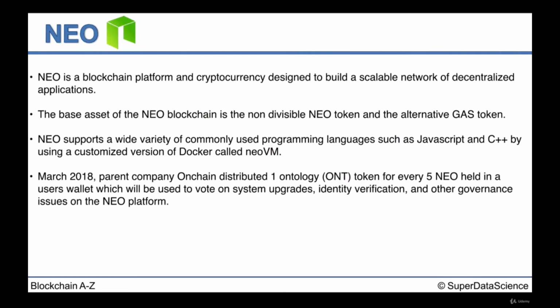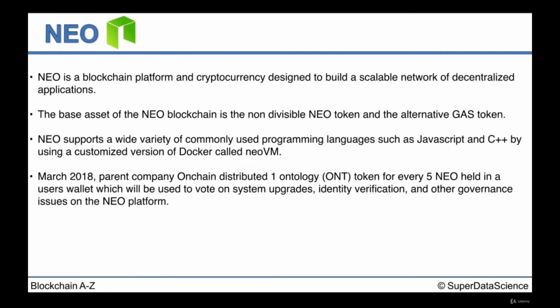Similar to our other blockchain platforms and coins, the base asset of the NEO blockchain is the NEO token. A benefit of NEO is that it supports a range of languages such as JavaScript and C++ by using a customized version of Docker called NEO VM. And this will come into play a little later, but imagine from the developer standpoint, being able to use specific languages or a range of languages makes it very efficient, very easy to implement and work with.